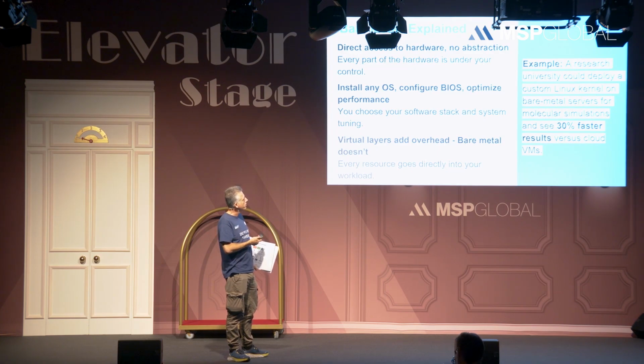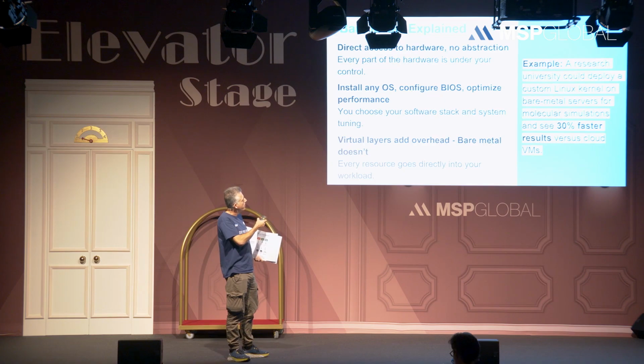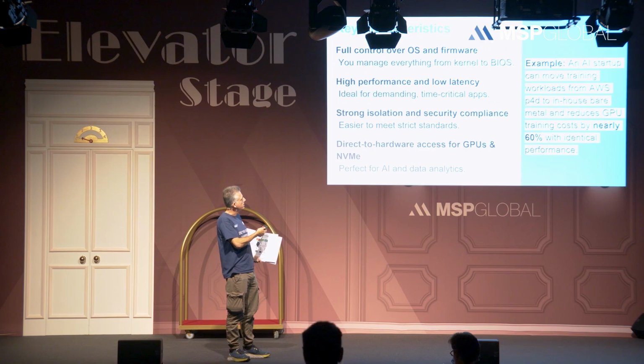Then a research university could deploy custom Linux kernel, and that's the key word, custom Linux kernel, because on the bare metal you can have your own custom kernel, which is smaller and set up to actually optimize your application. So bare metal servers for molecular simulations, and they saw a reduction of 30% or 30% faster results versus the cloud. So it's actually superior, technically.